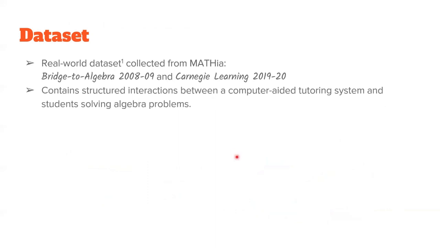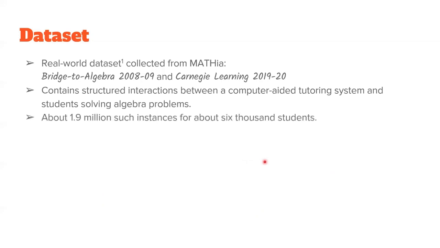The dataset that we use is a real-world dataset collected from Mathia. Mathia is an online math tutor used in different schools for middle school students. Both of these two datasets used here are huge datasets. They contain structured interactions between a computer tutor and the students, where the students are solving algebra problems. There are about 1.9 million such instances of interactions for about 6,000 students.